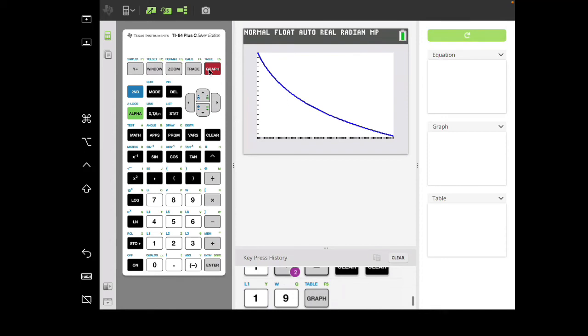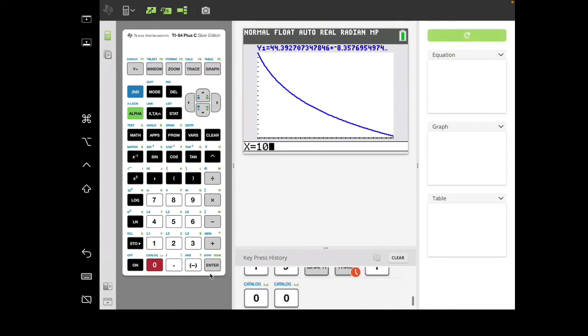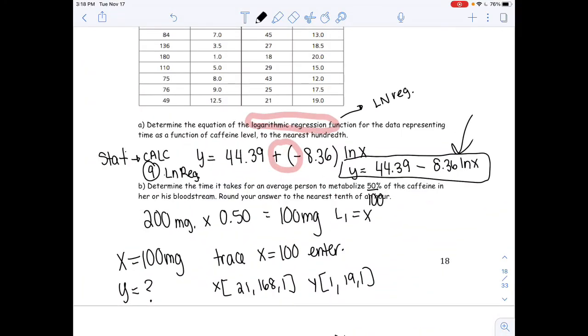Once you have that window written down, you want to look at your actual graph and determine the Y coordinate by pressing trace. You're going to enter 100 for X and press enter. So the Y coordinate is your answer. That means that to the nearest tenth, it's going to be 5.9 hours. So we get that Y is equal to 5.9 hours to the nearest tenth. There's our answer.